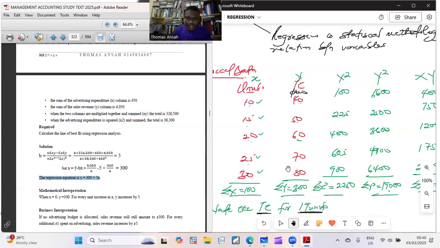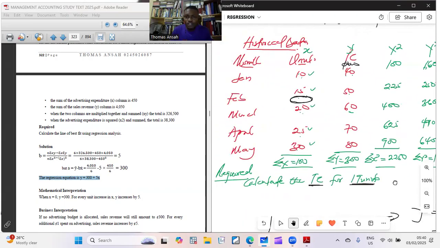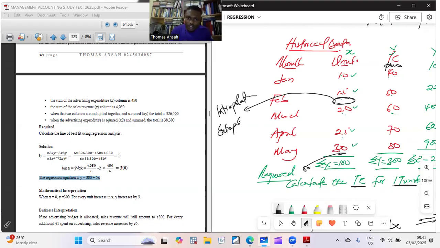Let me thereby say that in the work that we did looking for our 19, you could clearly see that 19 units is somewhere here. So when you are looking for the total cost for a unit within the historical data, we call it interpolation. But if you were looking at something beyond this 30, let's say 50, or 40 units, then we are looking at extrapolation. All right. This one is within the historical figure. This one is outside your historical figure, but it's the same thing. The equation will help you do that.